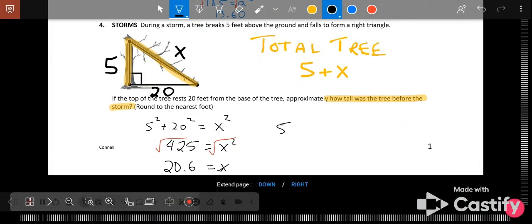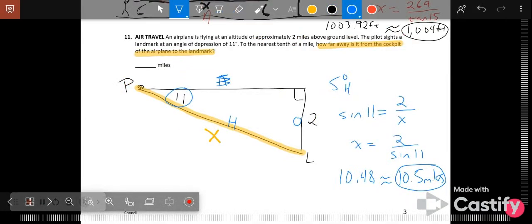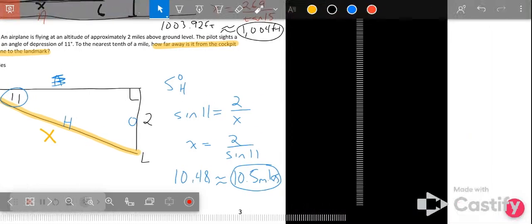And so when I do 5 plus 20.6, I can say that that does equal 25.6, but that's about 26 feet. And we're going to round this one, at least this says to round to the nearest whole foot. So we should probably do that. Couple more. So I'm going to go ahead and do those.